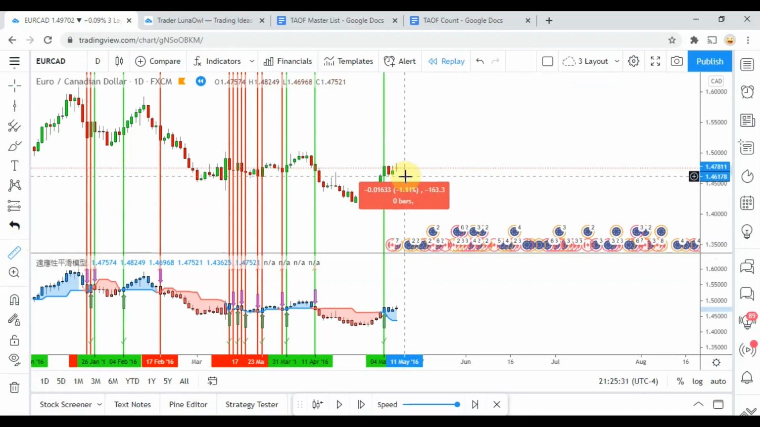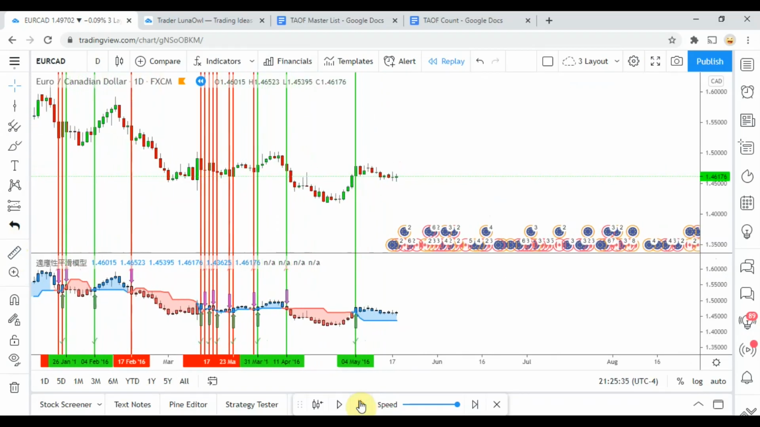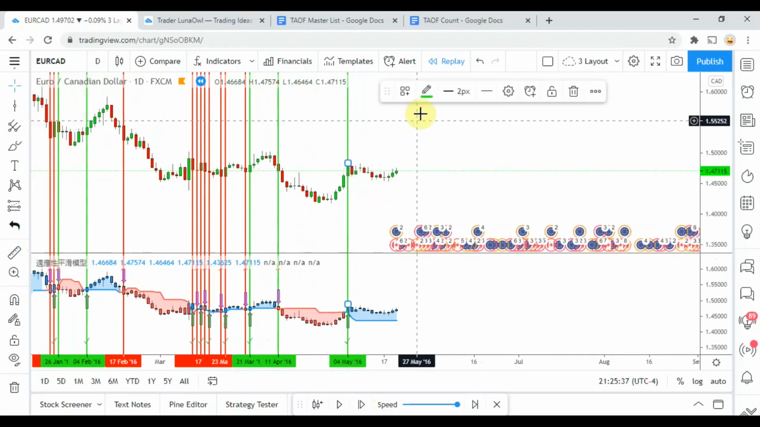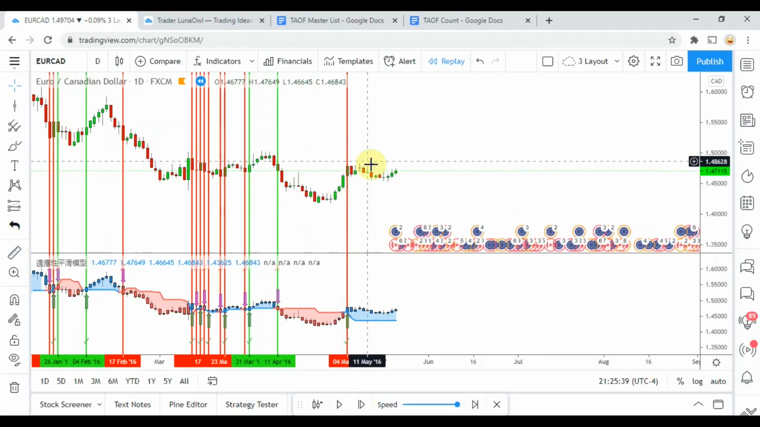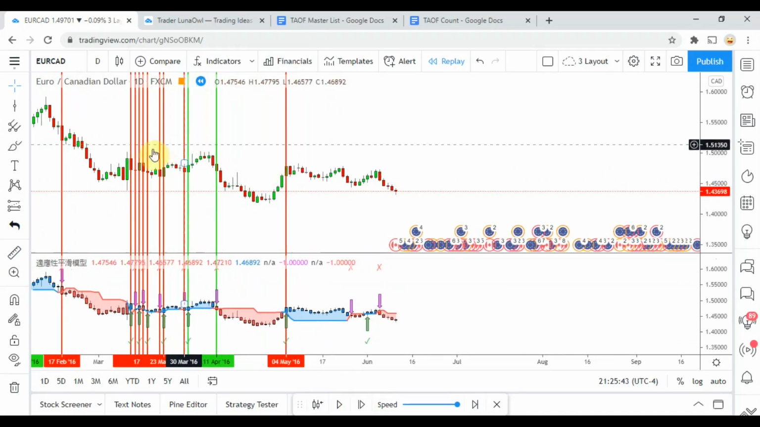Let's see. Nope, not quite. So let's see if it, nope, it rolls over, starts coming back down even further. Definitely hitting our stop on that one.